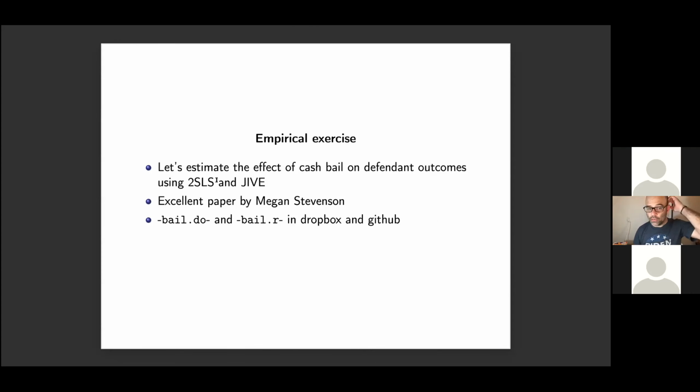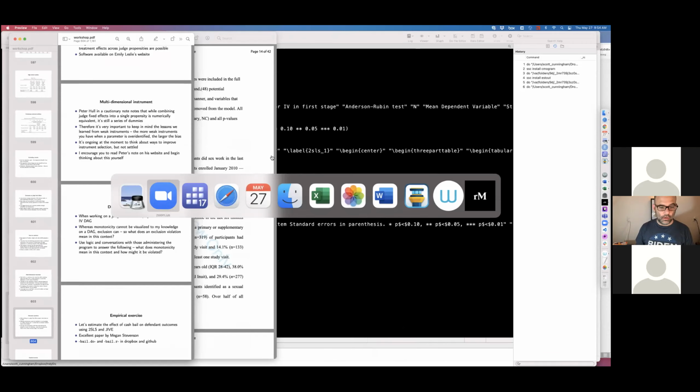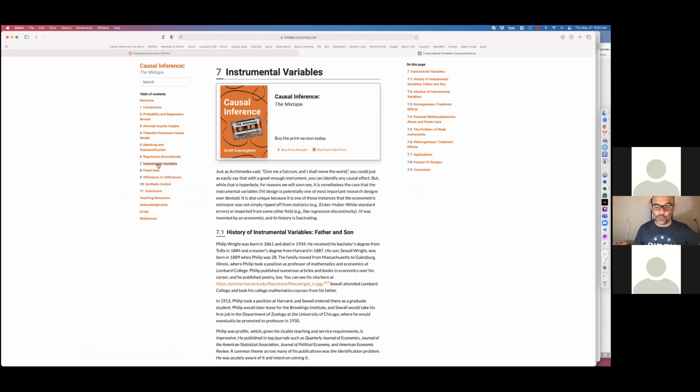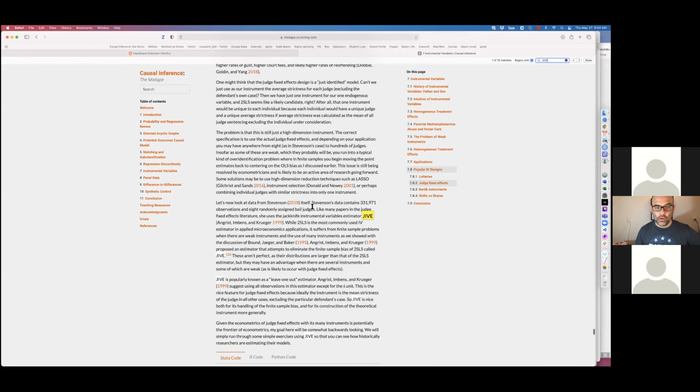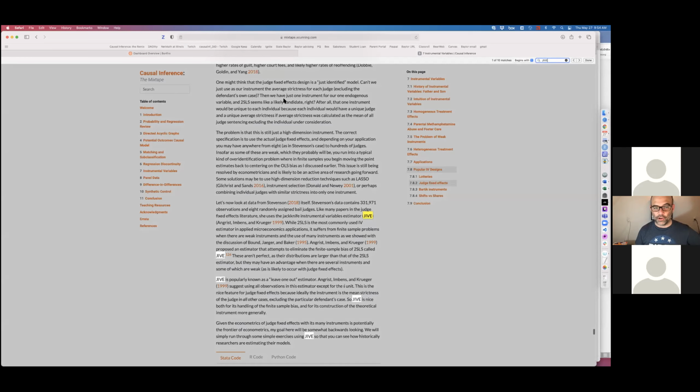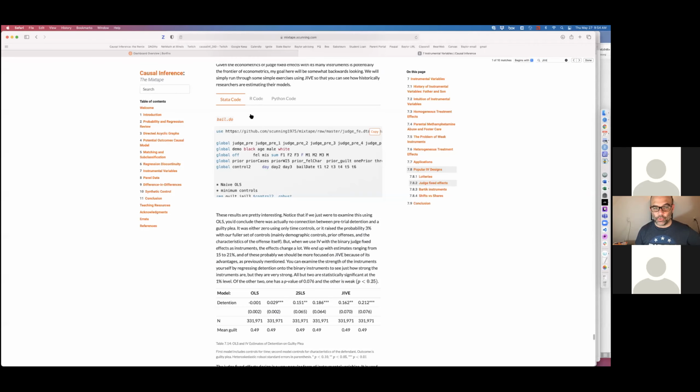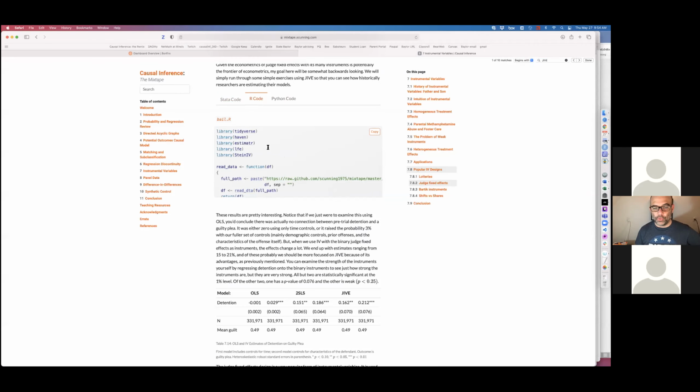Now, in the book, I'll show you real quick. Go to the mixtape, go to instrumental variables. Oh, yeah, we're already there. Go to Jive. Down here, here we go. You've got R code, Stata code, and Python code, and they will estimate this. So we look at the R code, right? You can pull in this data from the internet, and here's how you go through and do it.